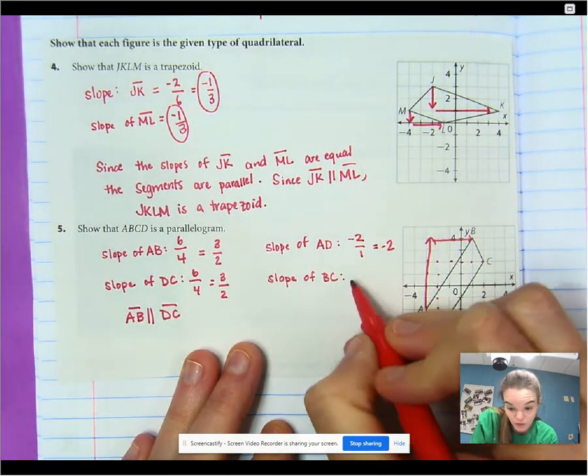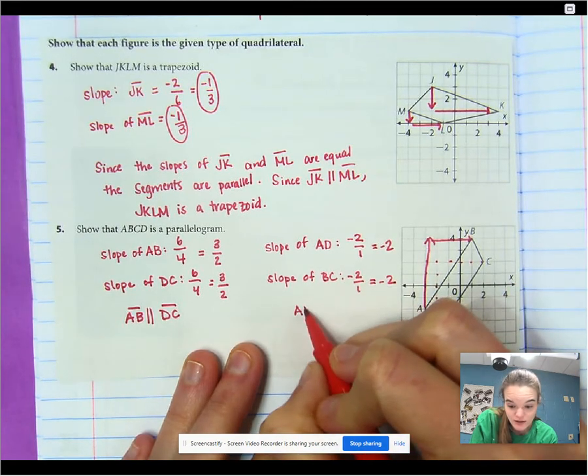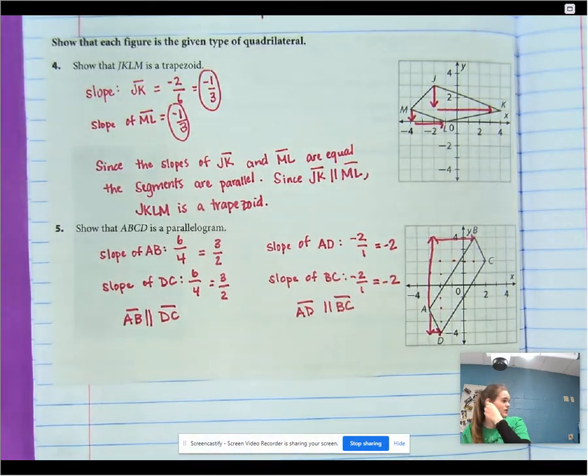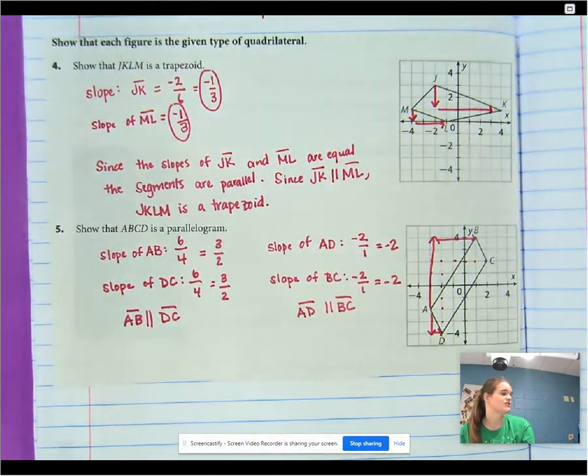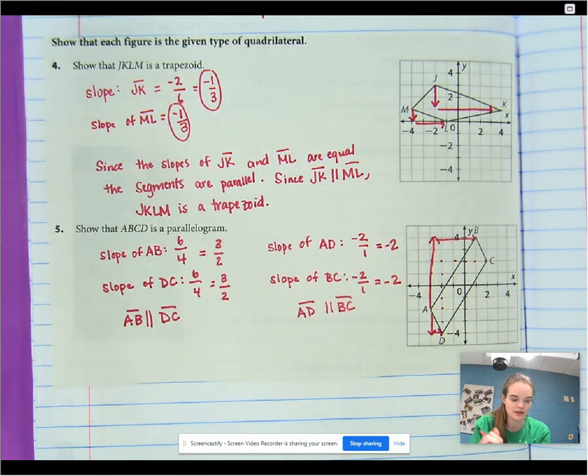Down 2 over 1, -2. So therefore, AD is in fact parallel to BC. Now, some of you like to write almost nothing, and you're thinking, I don't need to write all this. I can just see they've got the same slope. This is your work. This is your proof. You have to write that.